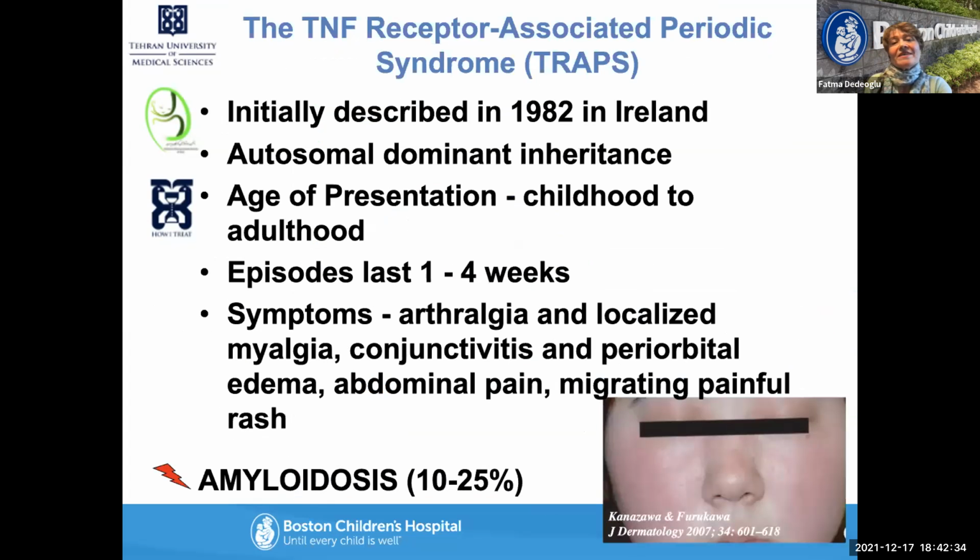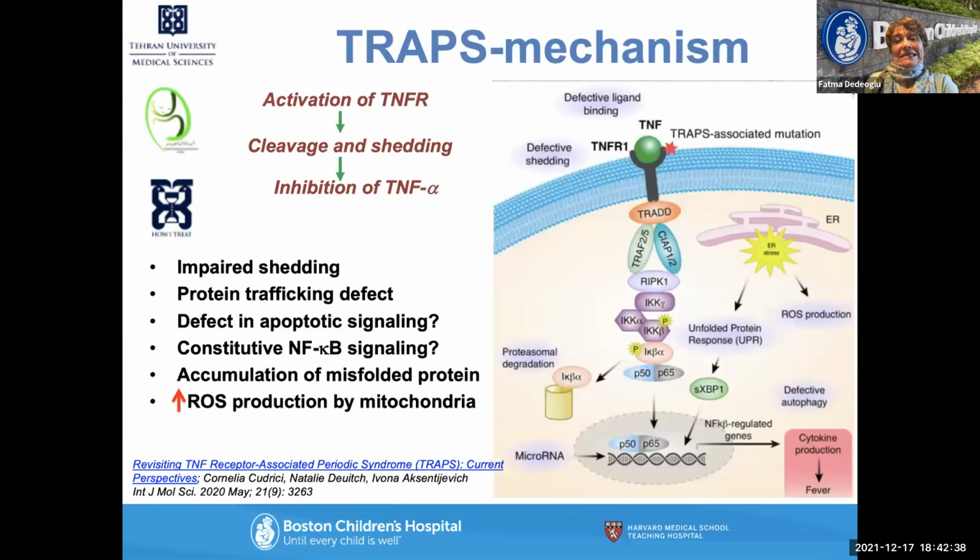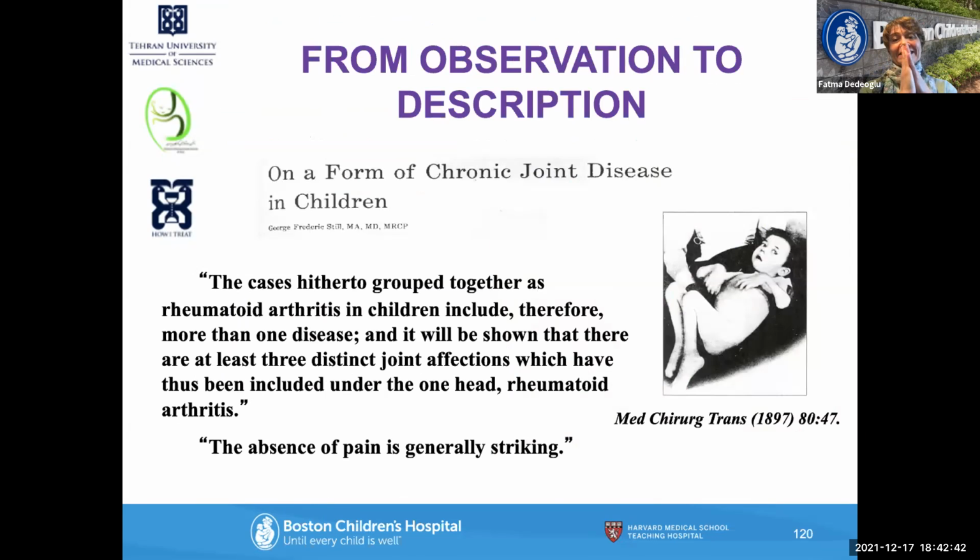I was going to go over a little bit of HIDS and TRAPS, but maybe we'll just... I think I want to start with this. Really, clinical observations are very helpful. And this is from Dr. Still's thesis. He was able to describe in 1897 JIA, that's how we know it today, that it is a heterogeneous disease and the absence of pain is generally striking. I think we still don't have much more information than he had with his observation. I mean, obviously we do, but with good observation, without having any other tools, you can actually still manage patients. That is what we all do in the clinic day to day.